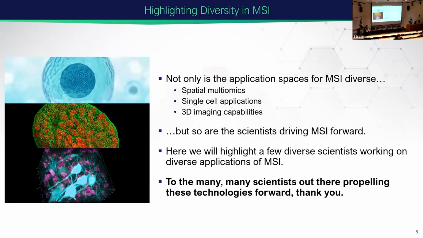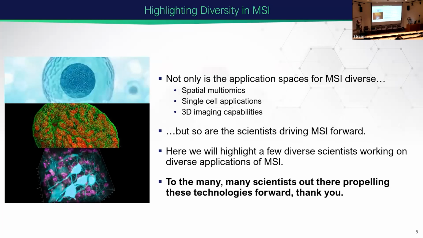Okay, so not only are the application spaces for mass spec imaging diverse, you can see mass spec imaging in spatial multi-omics experiments where they're taking spatial lipidomics, spatial metabolomics, spatial proteomics, and spatial transcriptomics techniques and trying to integrate all of these pieces together.